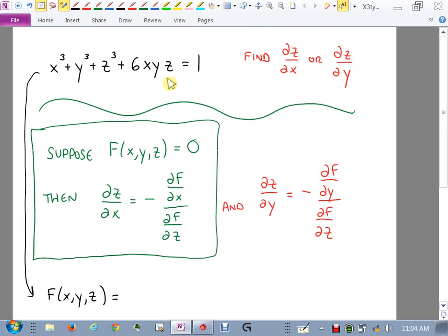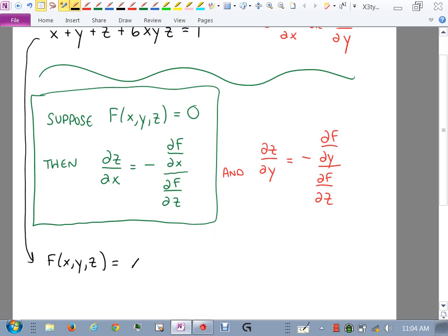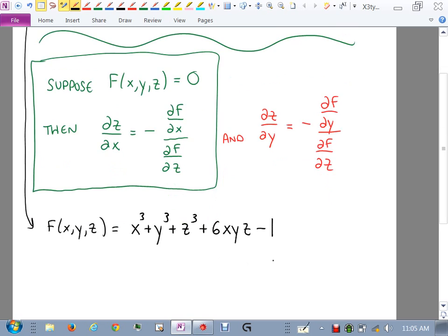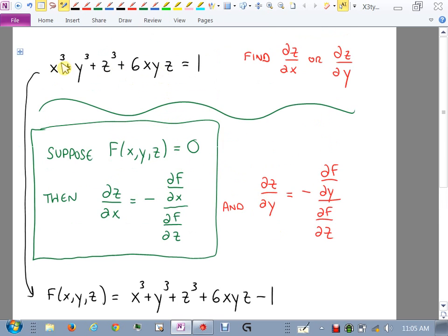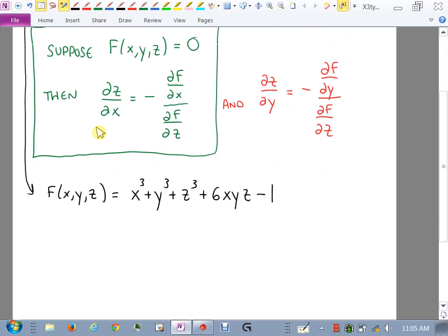The left side, correct? But we need to move this over. Technically, we need to move that over. It's not going to affect anything because it's a constant. But to be precise, let's go ahead and move all terms to the left side of that equation. That's our capital F. So what we're doing is we're calling the left side of this equation a function. And so we're not really dealing with the equation anymore. And now, to find the partial of z with respect to x, I need to use this formula here.